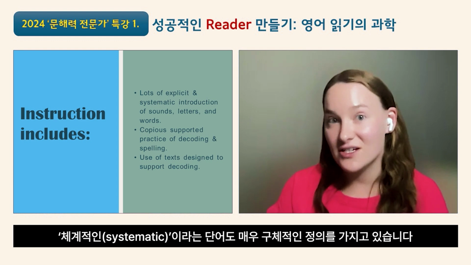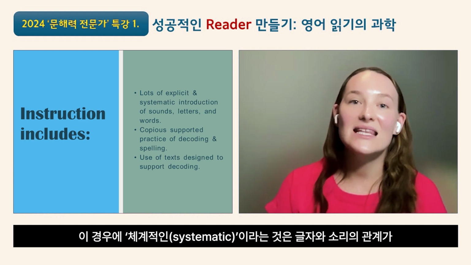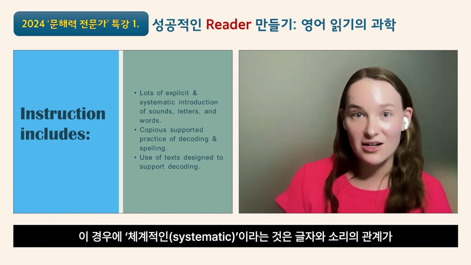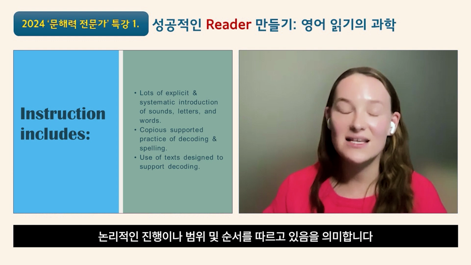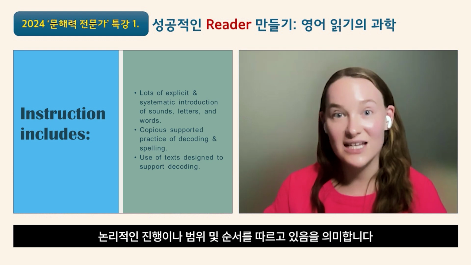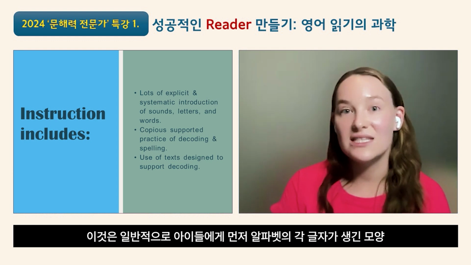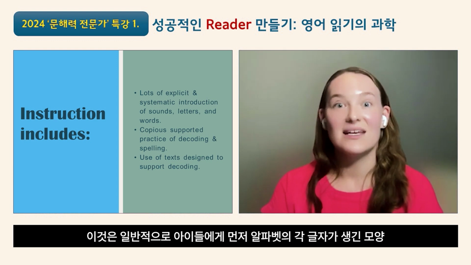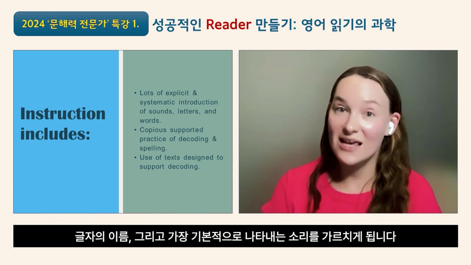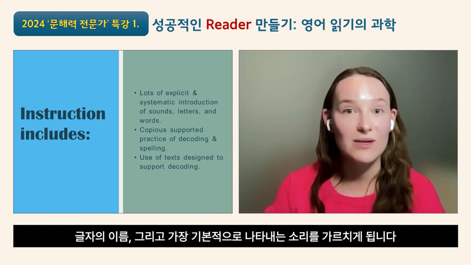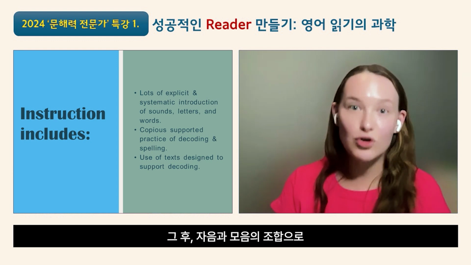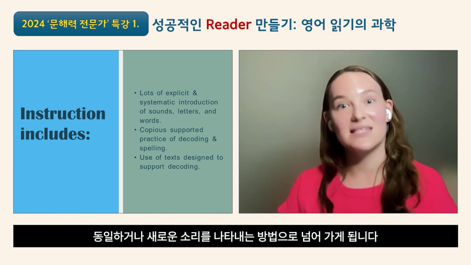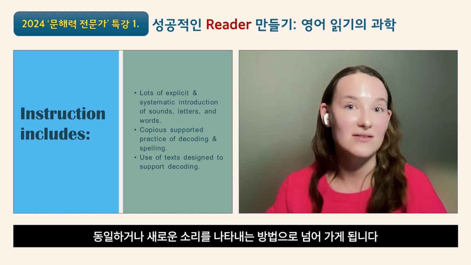Systematic also has a very specific definition. In this case, it means that we are following a logical progression or scope and sequence of letter-sound relationships. That typically looks like first teaching children how each letter of the alphabet is formed, what its name is, and the sound it most commonly represents. Then moving into combinations of letters, both of consonants and of vowels that represent the same or new sounds.